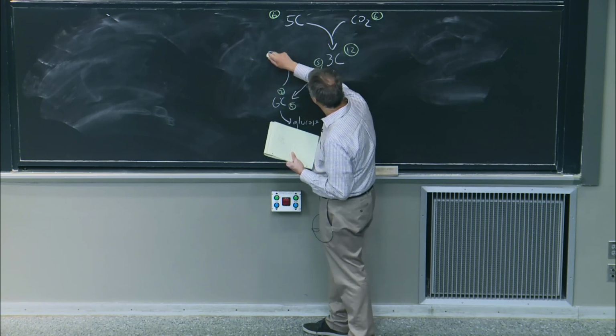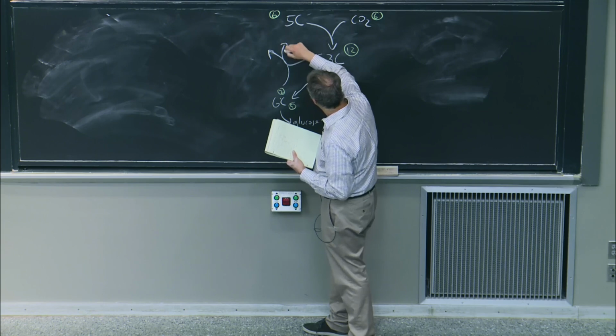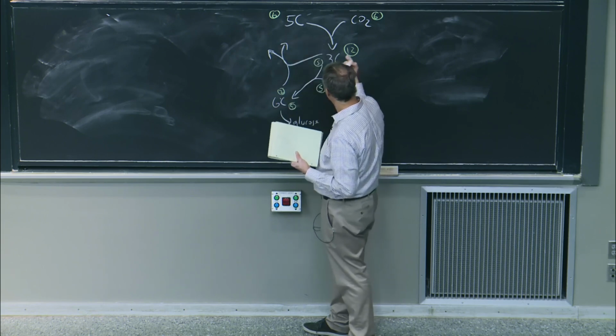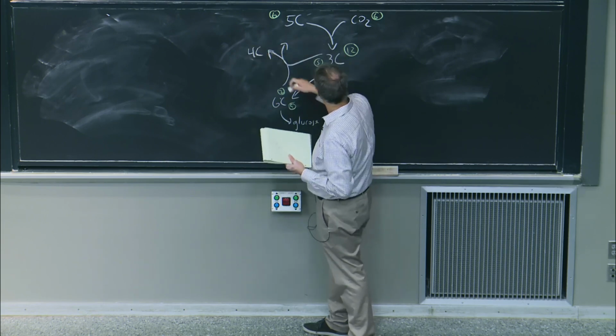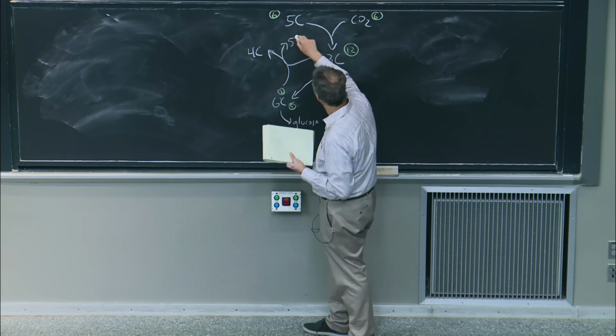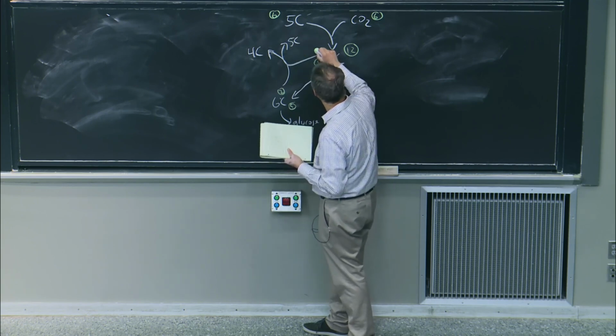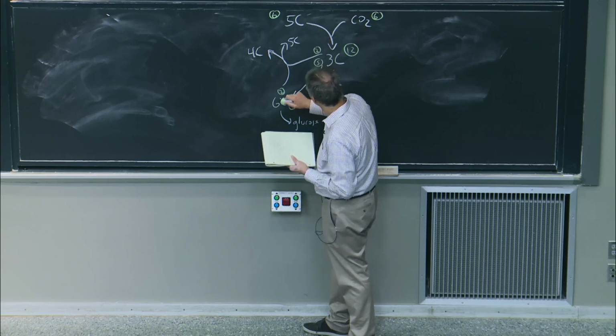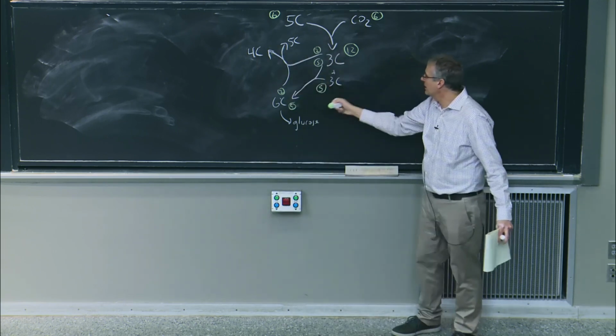Well, that means 2 carbons: 6 minus 2, I get a 4-carbon unit. 3 plus 2 is a 5-carbon unit. That's good. All right, that's what I'm trying to get. So I took 2 there, 2 here. So the stoichiometry adds up here.